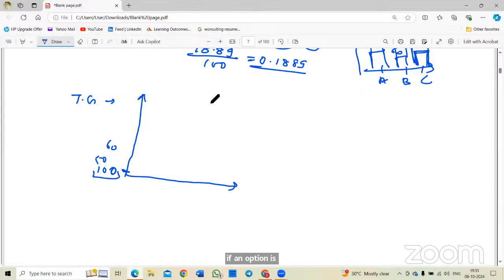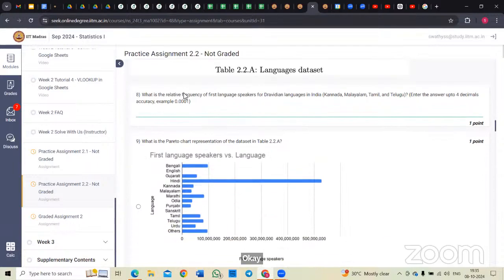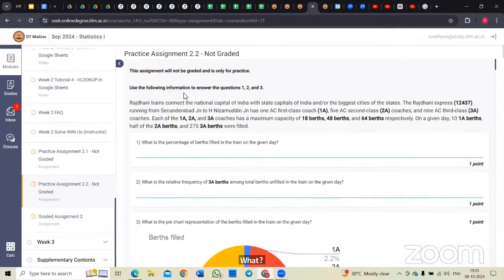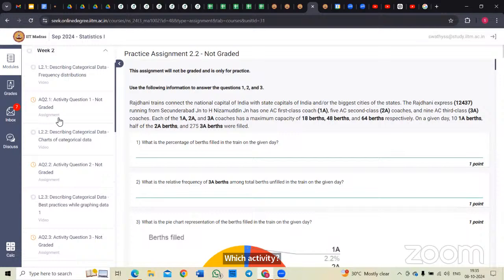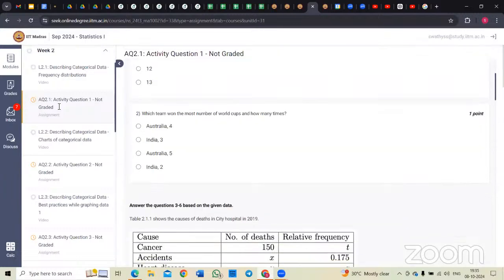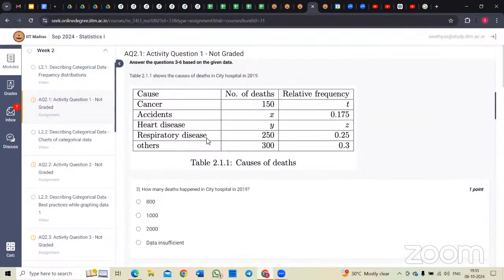Activity 2.1. Question, number of deaths. Which question? Assignment? Activity 2.1. Ma'am, number of deaths question.